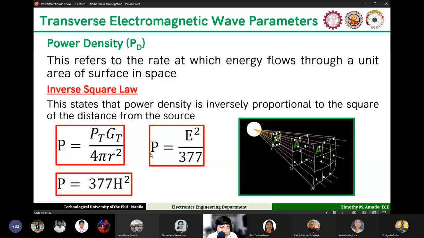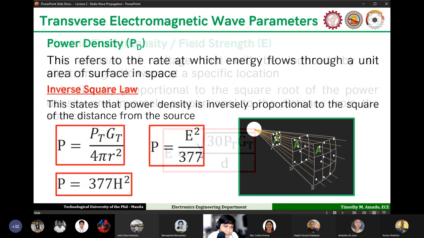Nga lang, itong dalawang formula na to, these are not absolute formulas. This is only true if your wave is traveling in free space. But in the event that our transverse electromagnetic wave is not in free space, hindi na 377 yung impedance natin. Kung ano may maging impedance based dun sa na-calculate natin, ayun yung gagamitin. But in most cases, guys, ito yung value, 377.